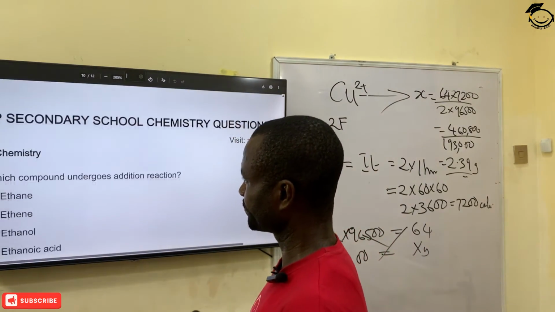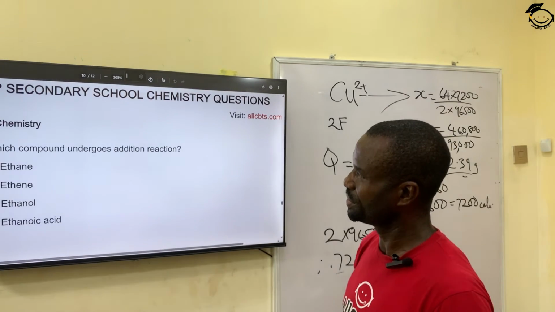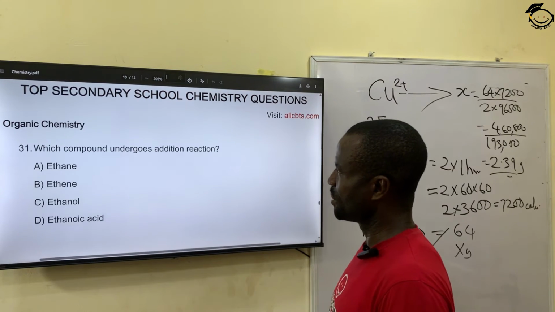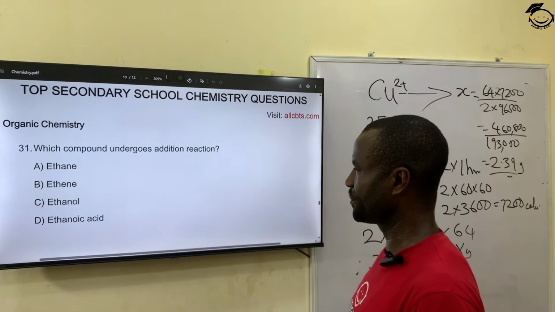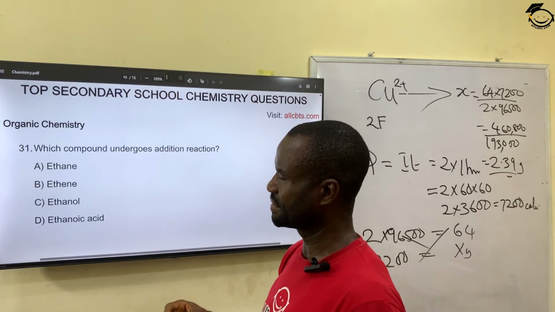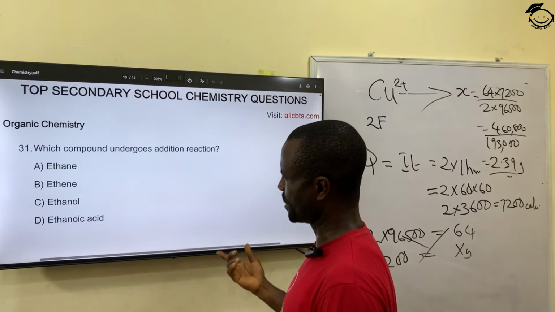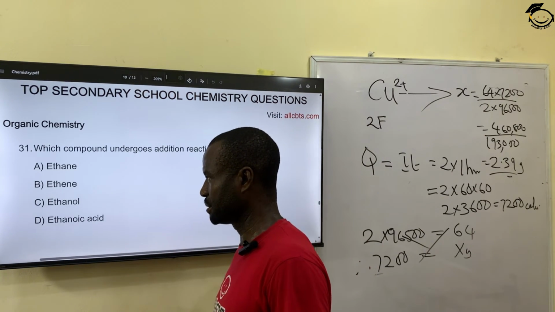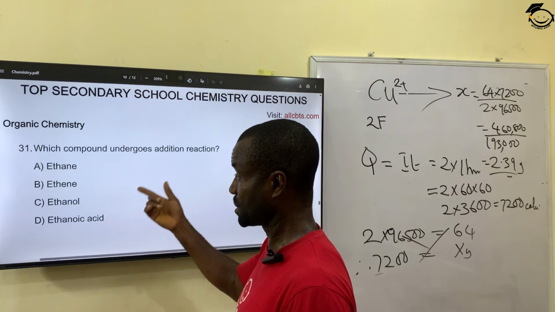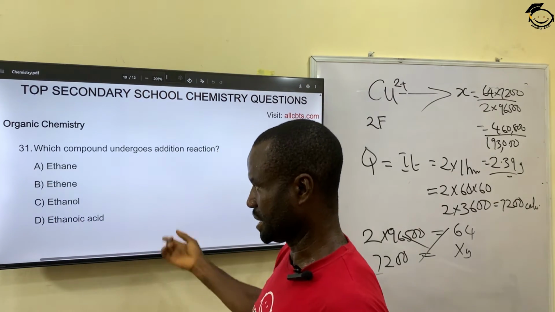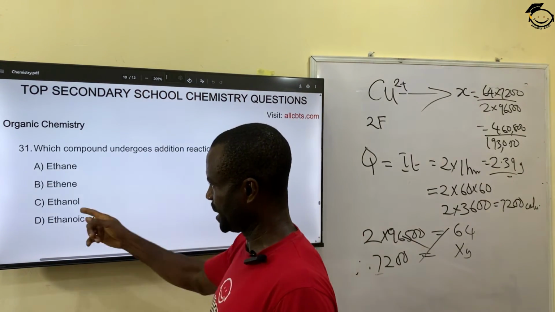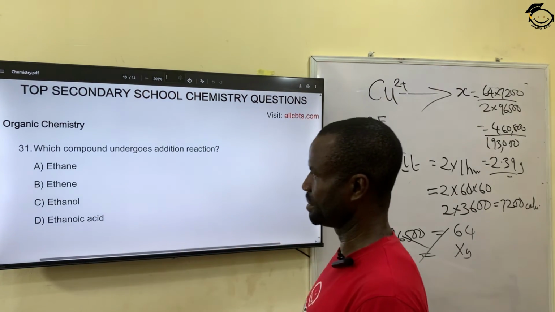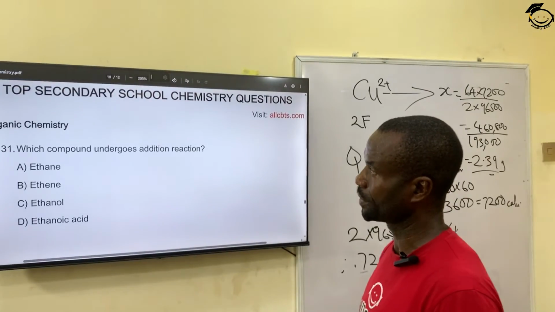All right. Next question, we're going into organic chemistry. Question 31 says, which compound undergoes addition reaction? Addition reaction is a characteristic of unsaturated hydrocarbon. Ethane is a saturated hydrocarbon, not unsaturated. B, ethene, which is unsaturated. Ethanol, saturated. Ethanoic acid, saturated. So the correct answer is B, which is unsaturated, ethene.